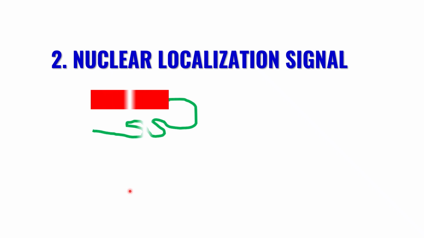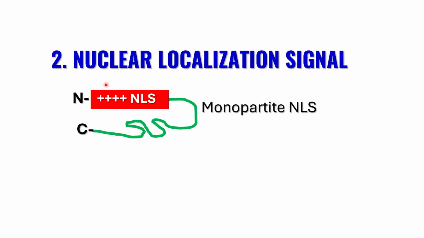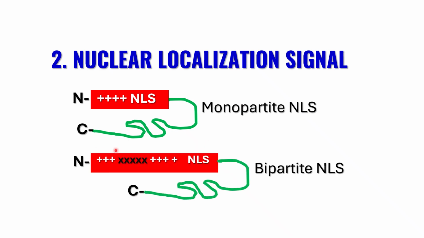So basically you need a nuclear localization signal or sequence to be present in the cargo protein at their N terminus. The nature of the NLS is positively charged because of the presence of basic amino acids such as lysine and arginine. They may have one stretch of these positively charged amino acids, and such an NLS is known as monopartite. In some cases, you may have two stretches of positively charged amino acids separated by 10 different amino acids. This type of NLS is known as bipartite NLS or signal sequence.